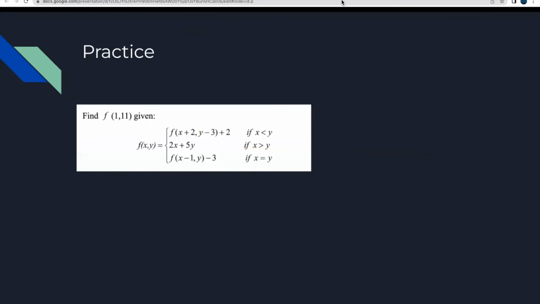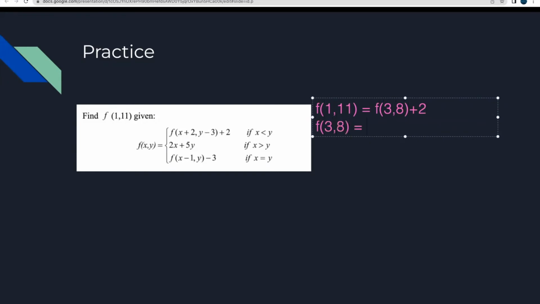So let's take a look at some more practice. Well, you can see these x less than y, x greater than y type statements are pretty common. I guess they're pretty popular. So here we have 1 is less than 11. So we're going to do this first statement here. 1 plus 2, 11 minus 3.